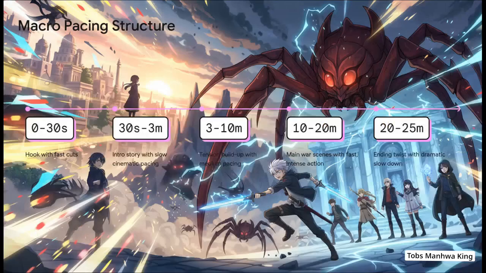When you're scaling up to a full 25-minute epic, which is about 400 to 500 scenes, your macro pacing structure should look exactly like this timeline. Start with a fast-paced hook for the first 30 seconds. Then a slow cinematic intro story up to the 3-minute mark. Use medium pacing to build up the tension until 10 minutes. From 10 to 20 minutes, unleash the main war with fast, intense action. Finally, slow things down dramatically for that ending twist in the last 5 minutes.